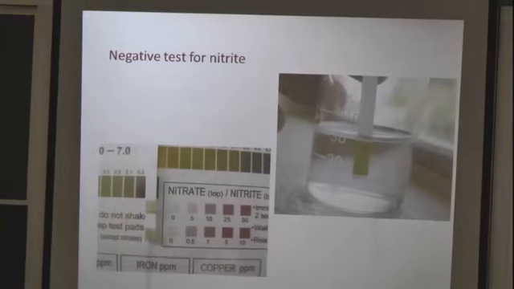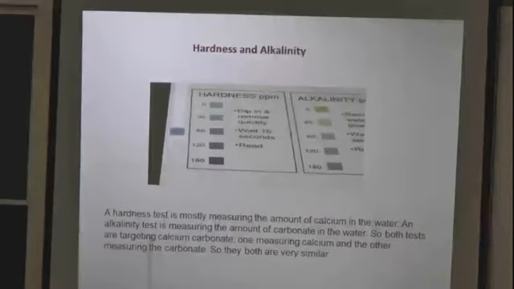So again, you can test it. A negative test can be ensured for nitrite, I suppose. This is one of the tests in the lab which shows negative. And similarly, for iron and copper, we can test. Hardness and alkalinity. Alkalinity measures pH as well, as well as hardness, we can measure here.